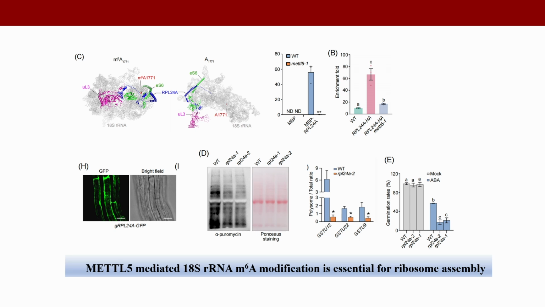In vitro and in vivo RNA immunoprecipitation assays revealed that binding of RPL24A to 18S rRNA was abolished in mettl5 mutants. Similar to METTL5, RPL24A was localized mainly in the cytoplasm. rpl24a mutants exhibited notable decreases in global translation levels, translation efficiency of GST genes and seed germination rates compared to wild-type plants.